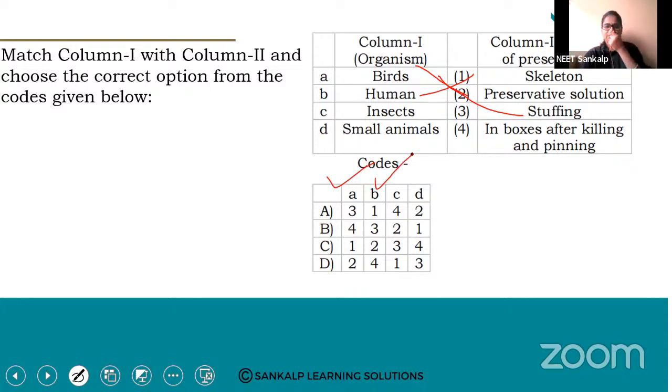Next, insects. Insects are small, no? So they will be killed and pinned. So option 4. Insects 4, human 1, birds 3. Next, small animals. What do they do with small animals? Preservative solutions. In the lab you can see small animals in a glass jar with a water-like substance. It is not water, it is a preservative solution or chloroform. So small animals are preserved here. So D is 2, C is 4.